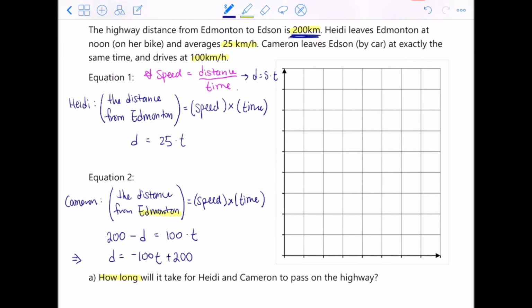So now that we have two equations, we can graph them. So let's set up our grid. Time is always an independent variable, so we have to set it as x-axis and d for y-axis. And I will set the increments for time as 1 hour, 2, and 3, all the way up. And for distance, we'll go up by 25.